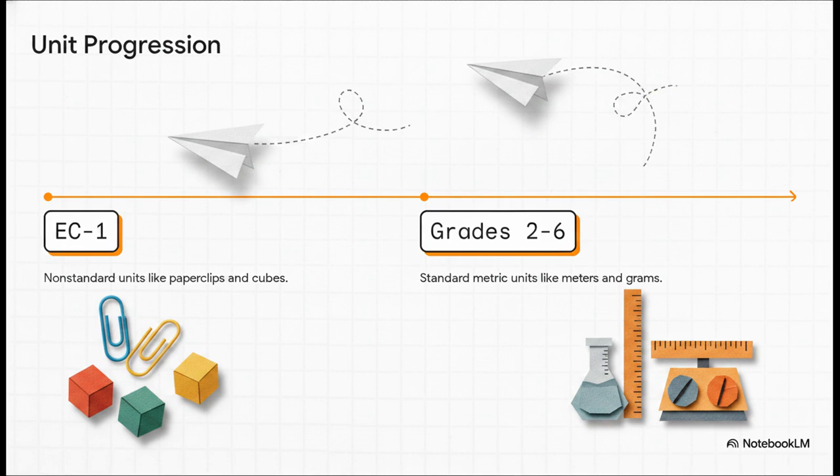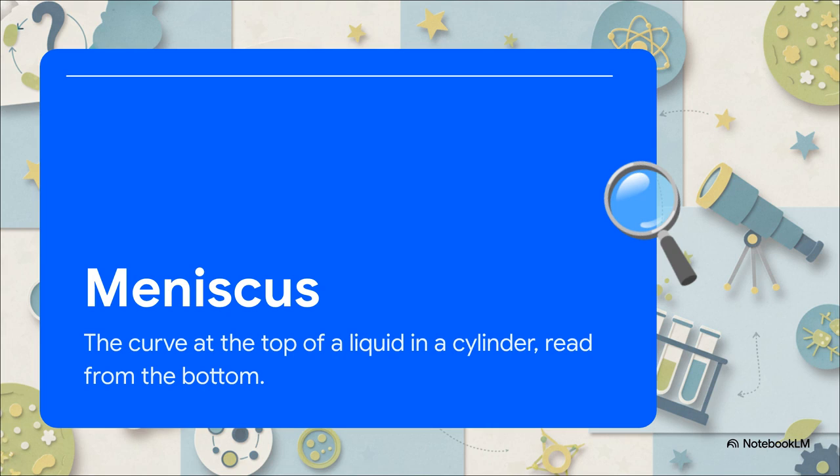Then, as students progress into grades 2 through 6, we rein that in a bit and transition them to standard metric units, meters, grams, liters, to align their classroom practices with international scientific standards. A massive part of teaching standard measurement is instrument precision. Take the meniscus, for example. That's that subtle little curve you see at the top of a liquid inside a graduated cylinder. You literally have to physically guide your students to get right down, bend their knees, look exactly at eye level with the liquid, and read the volume from the very bottom of that curve. It might seem like a tiny detail, but mastering the meniscus is fundamental to scientific accuracy.